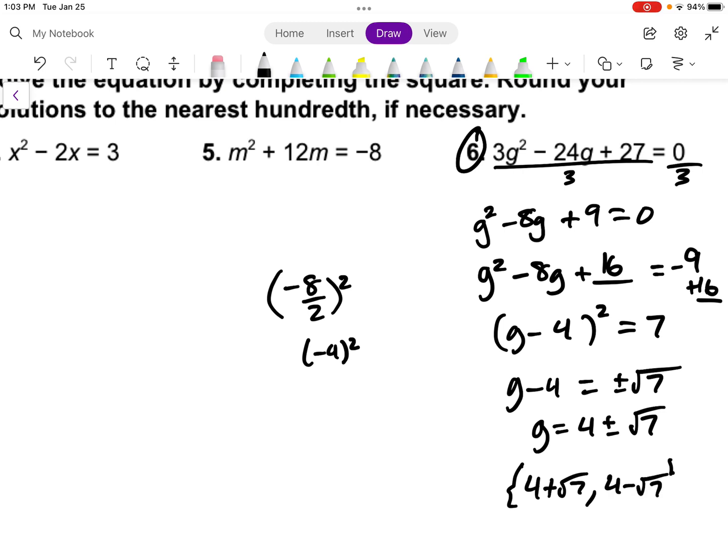Okay, so that's solving a quadratic by completing the square. A nice thing about this method is it works on every single problem. So factoring only works if the quadratic factors. Square root method only works if you have the squared term and not the other x term. This method works on all of them. So you can always solve this way. It may not always be the easiest or the fastest way, but it always works.